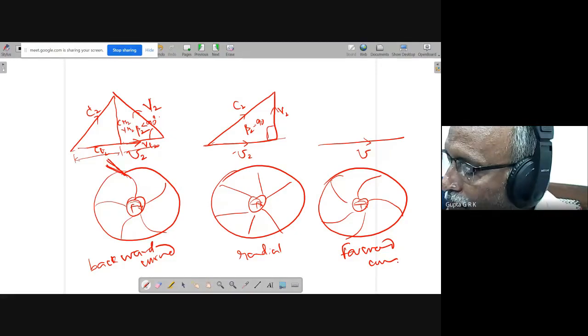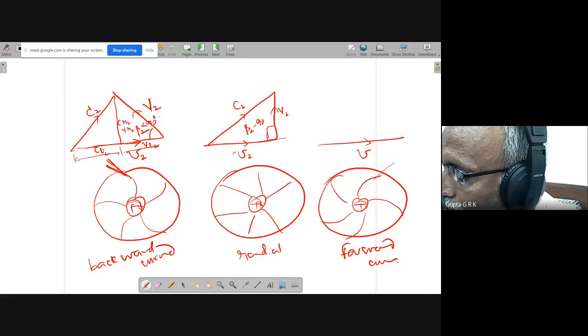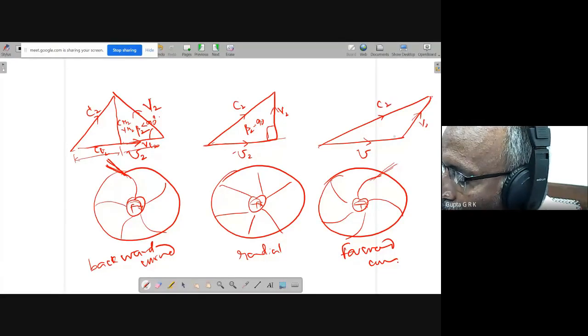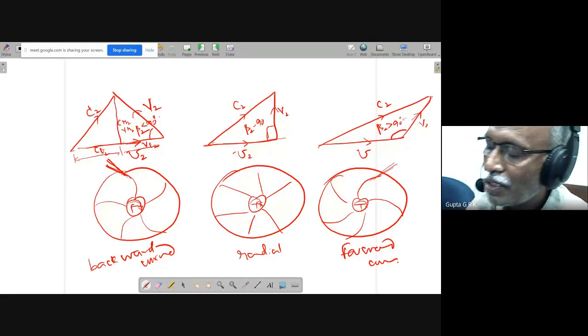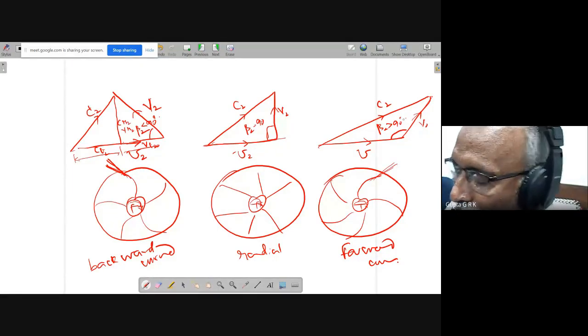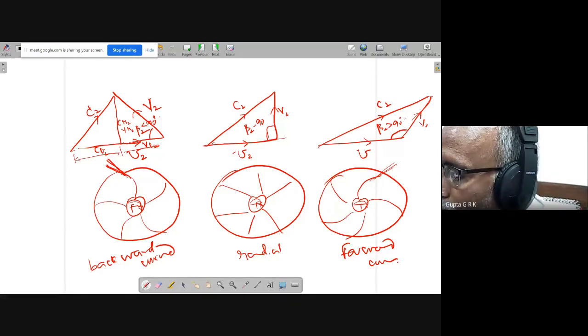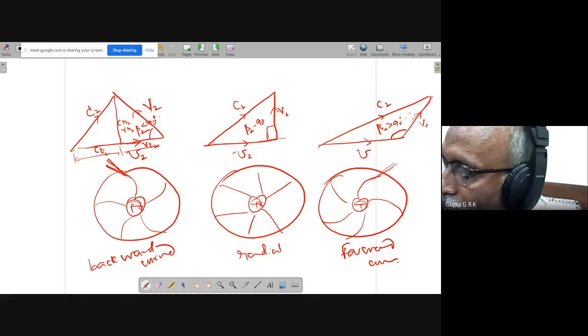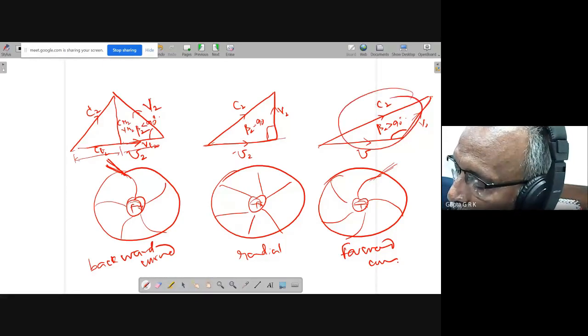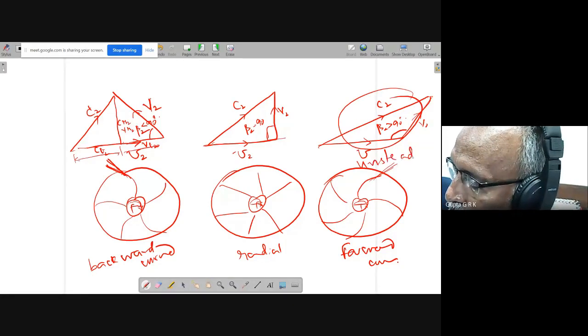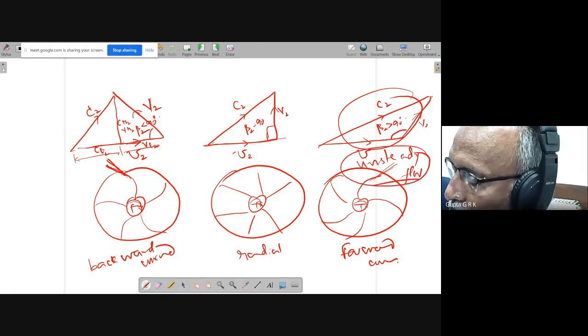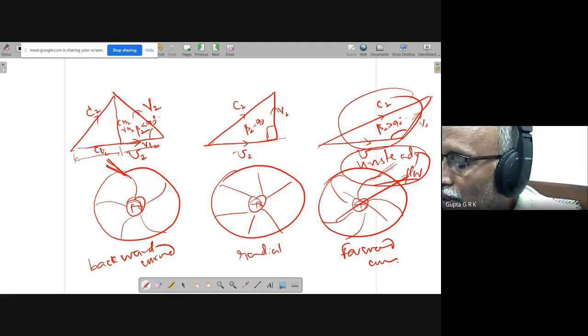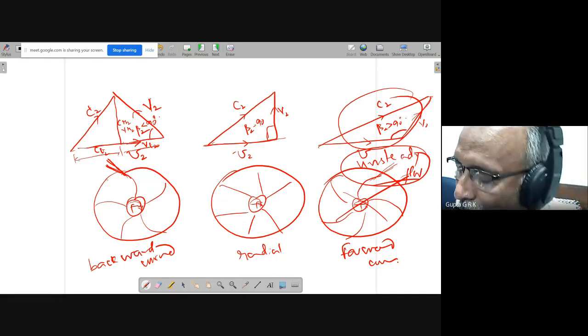And if it is a forward chord vane, at this end it goes this way. This is V2, so C2 will be this. So this is beta 2 greater than 90. Okay, this is the way I have the triangles. Obtuse triangles will have large pressure rise, but unfortunately this gives an unsteady flow. So we never use forward chord vanes. We use radial vanes or backward chord vanes.